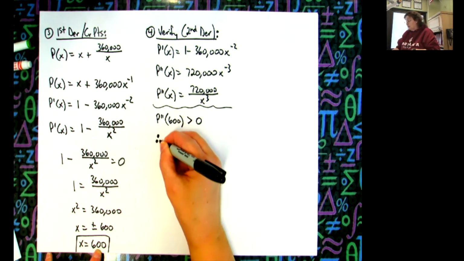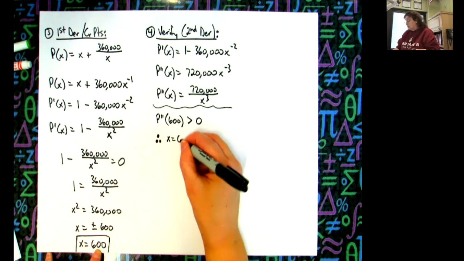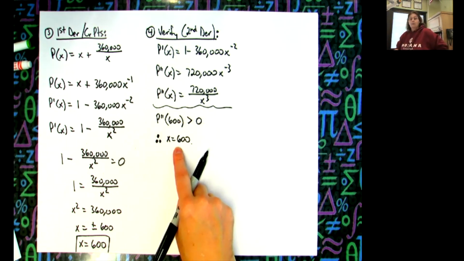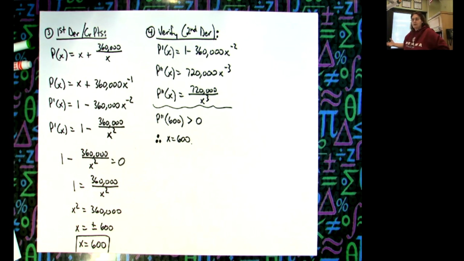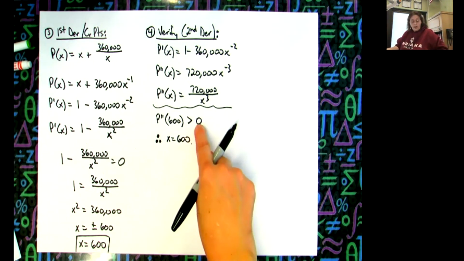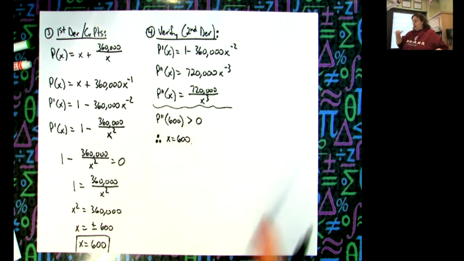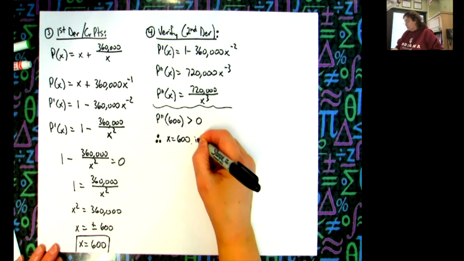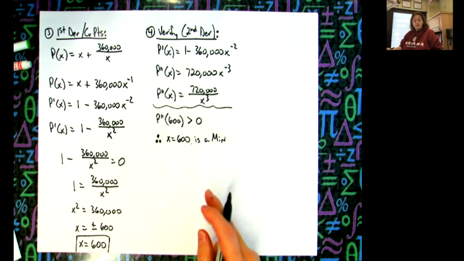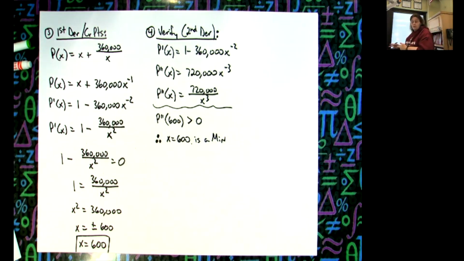Therefore, x equals 600. This is where I don't want you to do an ordered pair, since this is in the context of a story problem. So x equals 600. When this is greater than 0, it is a minimum. So x equals 600 is a minimum. And so there's my verify. It checks. We were supposed to find the minimum perimeter. So when x is 600, we're going to have minimum perimeter.